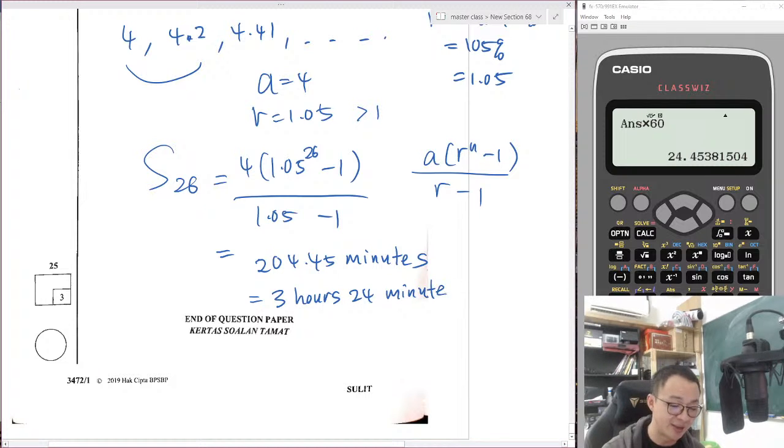Yeah, you see how I convert hour and minute just using the calculator, right? Alright, so finally, just nice at 10 right now. We're done already. Let's see, are there any questions?